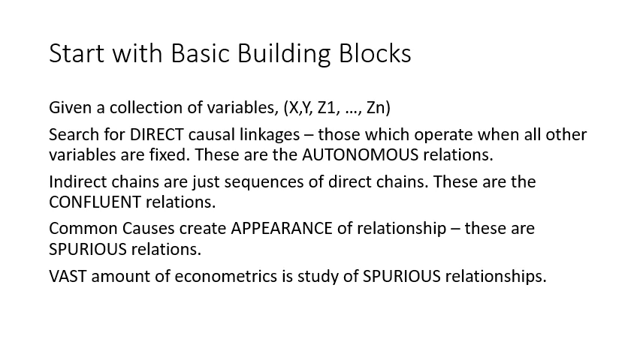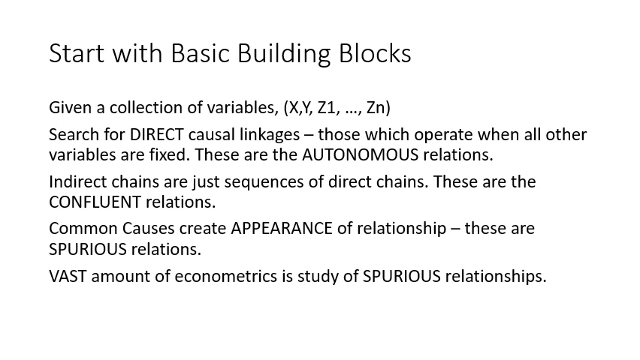So to summarize the basic lessons of this lecture, we start with a collection of variables, and what we are mainly interested in is the direct causal relationships, and these operate when everything else is changing. And we have discussed how we can discover these relationships and how we can define them. These are the autonomous relationships. The sequences of causal relationships are indirect chains, and these are called confluent relationships. We don't need to study them separately because they are just a build-up of simple direct causal relationships.